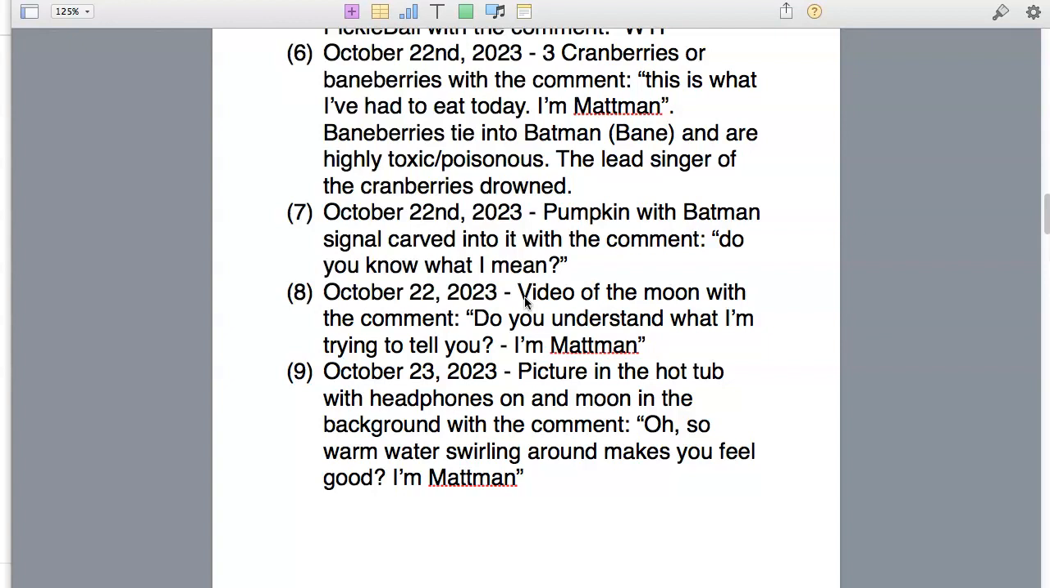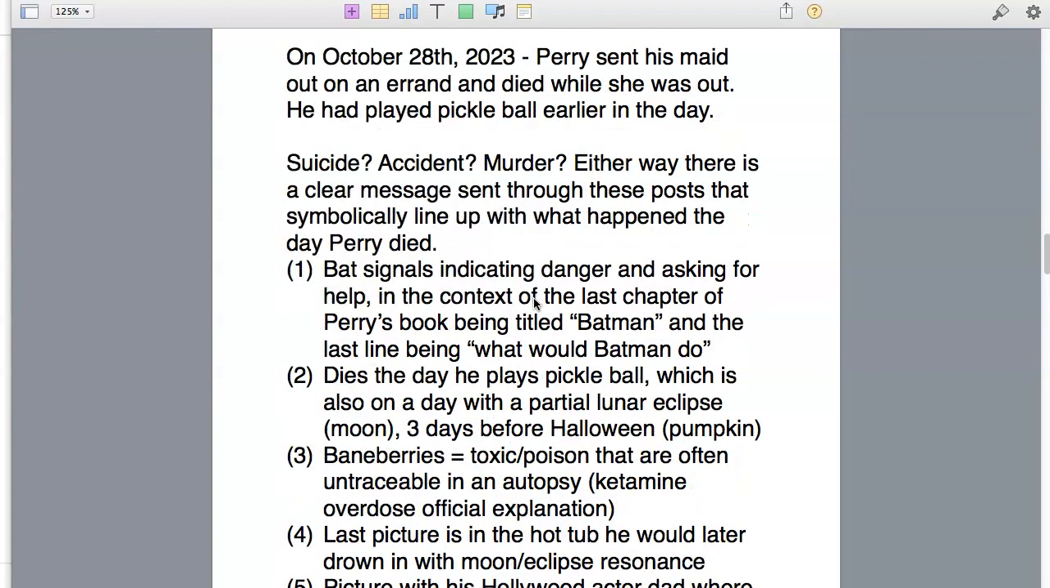And we have this picture of something going on that is very strange and hard to make sense of. So on that date, October 28, 2023, Matthew Perry sent his maid out on an errand and he died while she was out. He had played pickleball earlier in the day, meaning the question is suicide, accident, murder. Either way, there is a clear message sent through these posts that symbolically line up with what happened the day Perry died. First, you have the bat signals indicating danger and asking for help in the context of the last chapter of Perry's book titled Batman, and the last line being, "What would Batman do?"